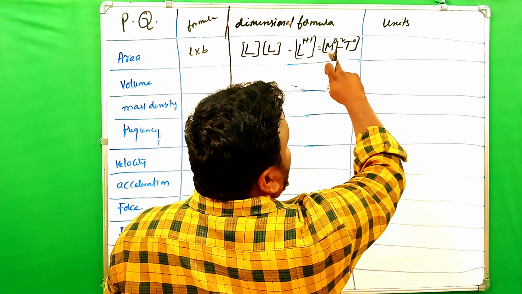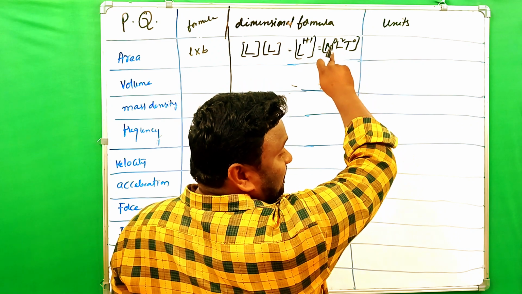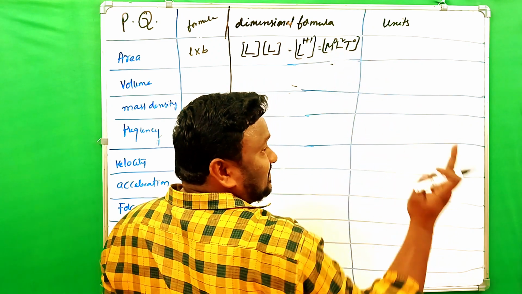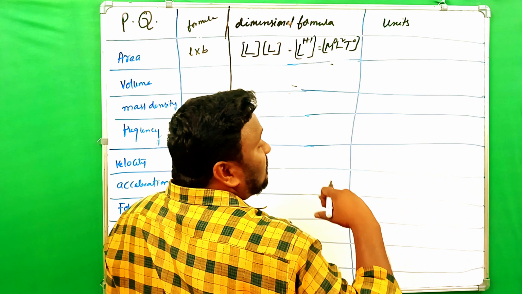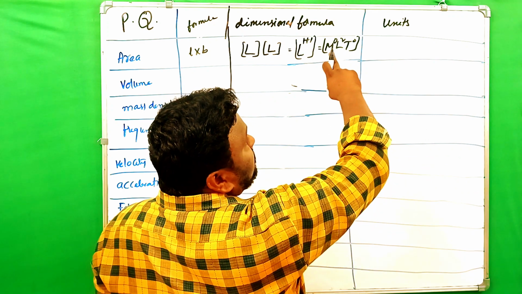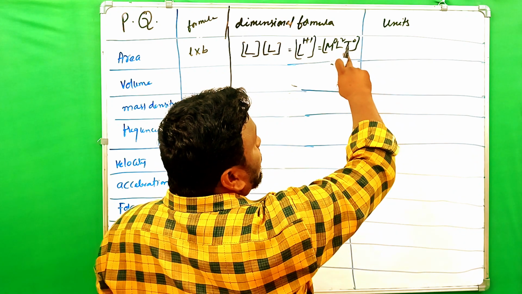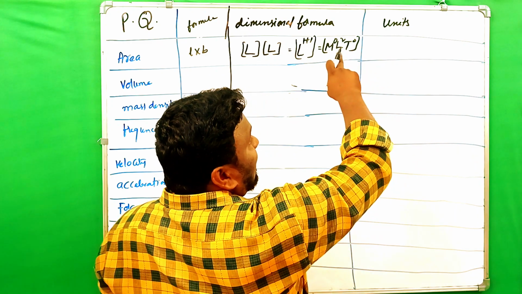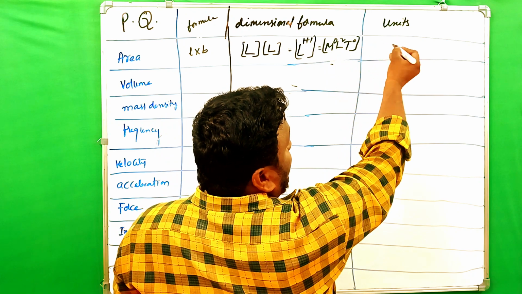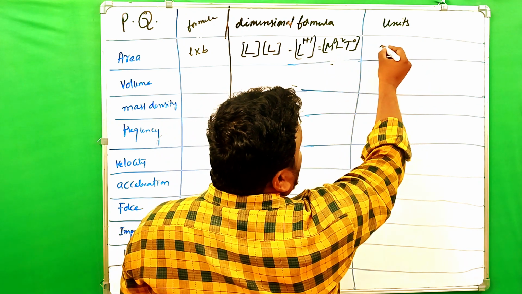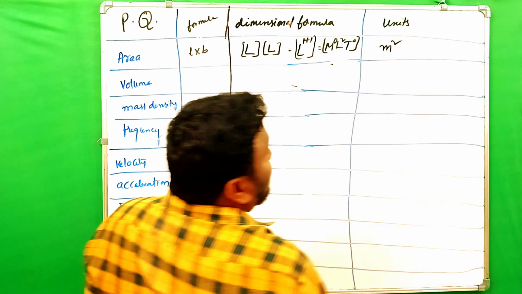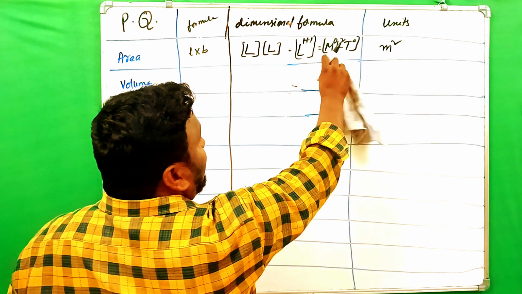And now here m to power of 0 is nothing but 1. So 1 is nothing but a constant. For that constant there is no unit. m to power of 0 is 1, a number, so there are no units. t to power of 0 is also 1. So it applies only to length, so for length, meter is the unit. That's what it is here, meter square. Meter square is the unit for area.